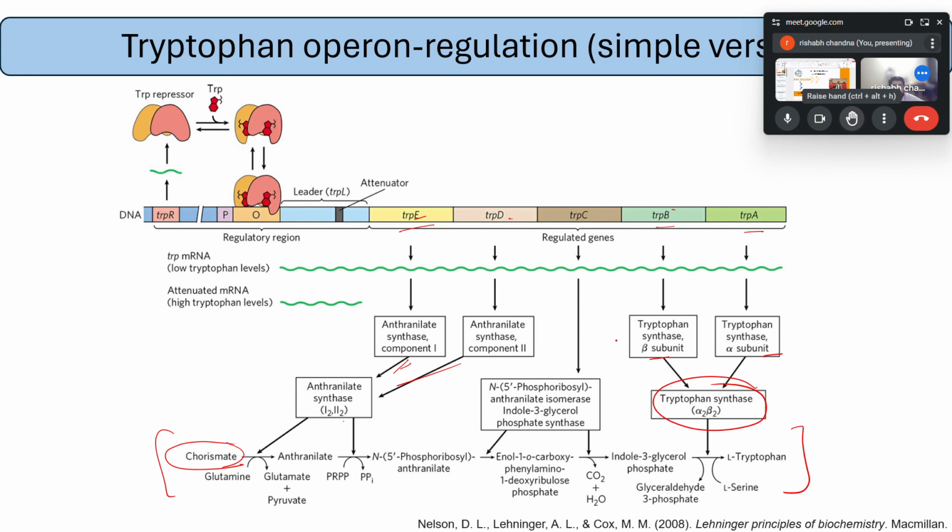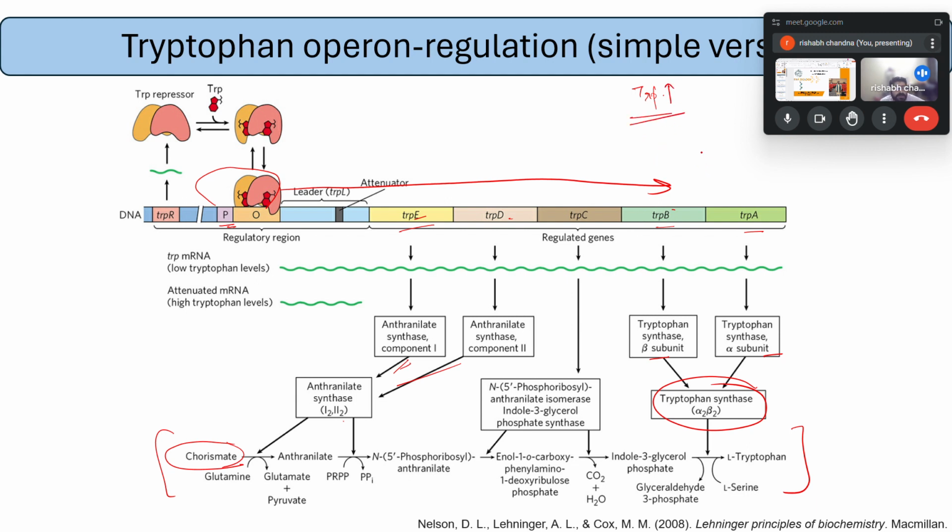Now, what happens when tryptophan levels are low? There will be no repressor bound to the operator. The RNA polymerase will bind to the promoter, and transcription will happen, followed by translation. The operon is repressed when tryptophan is in high concentration.